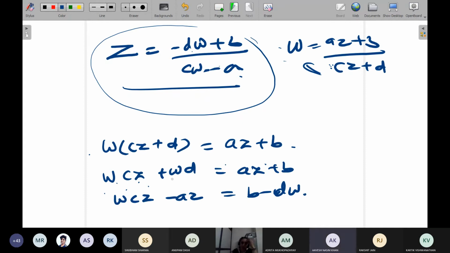Now I want the Z alone, right? So I can take Z outside. Once I take Z outside, I'll get (CW minus A). Just bring it to the other side. You're getting the same thing: Z equals (minus DW plus B) divided by (CW minus A). That's all, a simple one. We cross multiply and bring back this. So directly you can remember: I'm interchanging these two and adding the W.